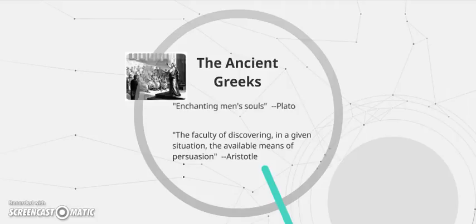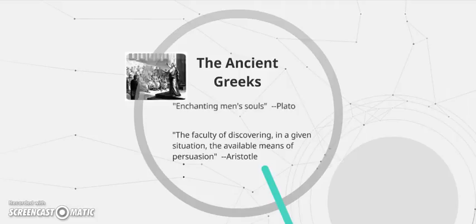Aristotle, his definition is much more sort of objective or neutral. In fact, it's one that we probably wouldn't be surprised to find in a modern textbook on rhetoric. He defines rhetoric as the faculty of discovering, in a given situation, the available means of persuasion.